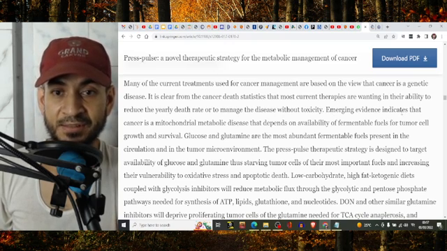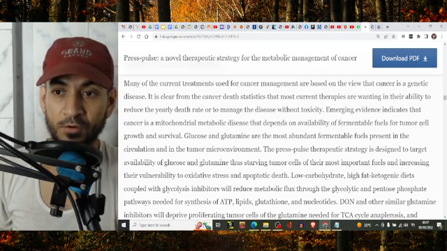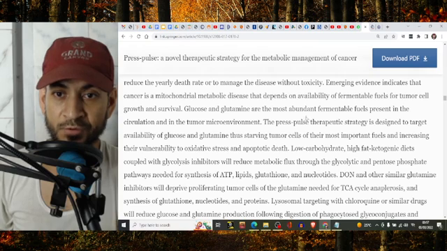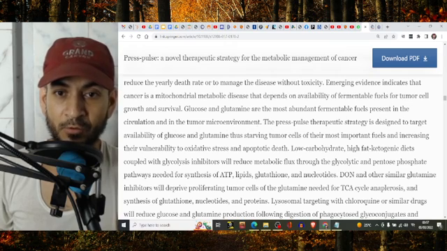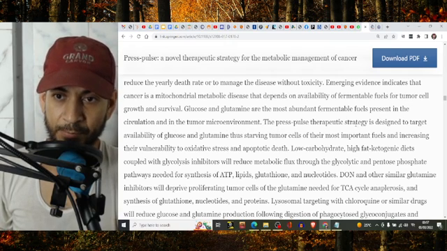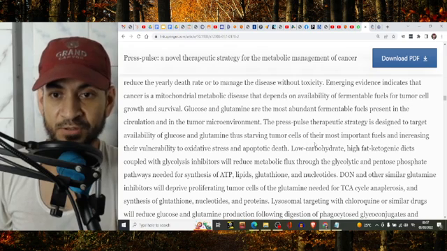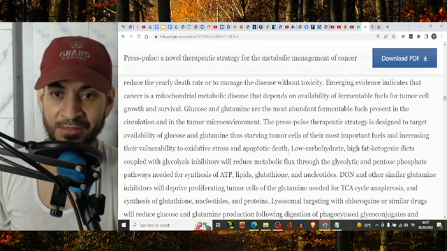Emerging evidence indicates that cancer is a mitochondrial metabolic disease that depends on availability of fermentable fuels for tumor cell growth and survival. Glucose and glutamine are the most abundant fermentable fuels present in the circulation and in the tumor microenvironments. The Press Pulse therapeutic strategy is designed to target availability of glucose and glutamine, thus starving tumor cells of their most important fuels and increasing their vulnerability to oxidative stress and apoptotic death.